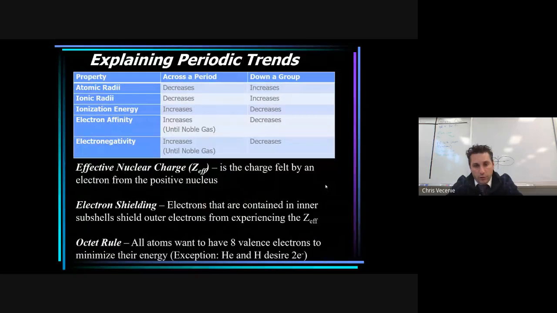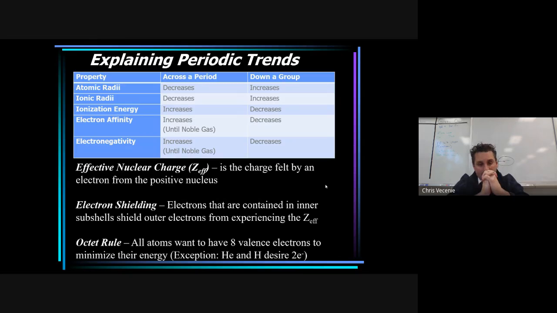First is called the effective nuclear charge. The effective nuclear charge is simply the charge felt by the electrons on the outside from the nucleus. Generally, the nuclear charge is how many protons the nucleus has. So if you think of an atom, the more protons in its nucleus, the stronger of a pull the positive charge is putting out. However much the electron feels that pull is called the effective nuclear charge.